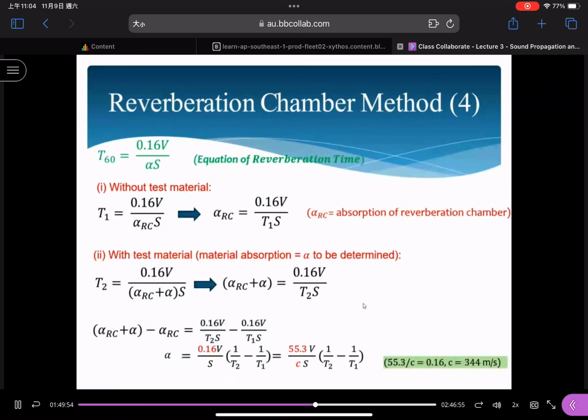I listed this here just for your information, to show how we can make use of the equations of reverberation time to derive this equation. We compare two scenarios, one without a testing sample and one with a testing sample. If we put a new material inside the testing lab, it means that we have one more term, the absorption coefficient, due to this testing material. So when you compare the difference between these two, without and with testing materials, we can construct this equation. And the 55.3 is actually equal to 0.16, because when you check it yourself, 55.3 divided by 344 is equal to 0.16.